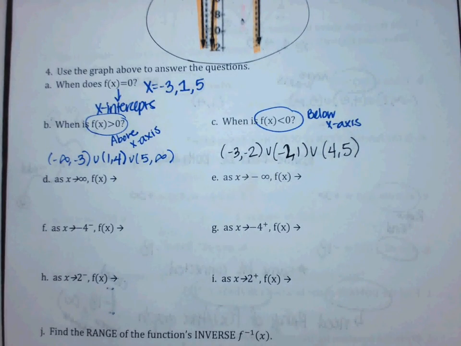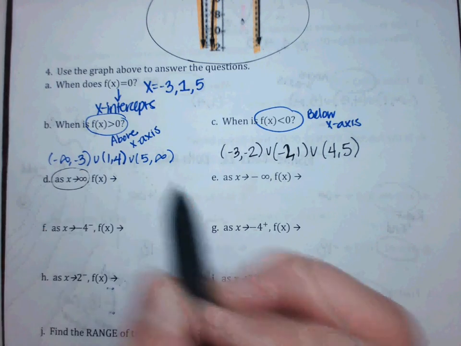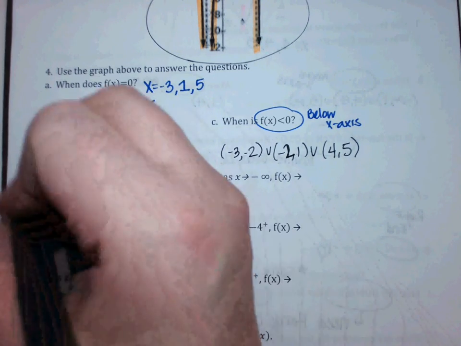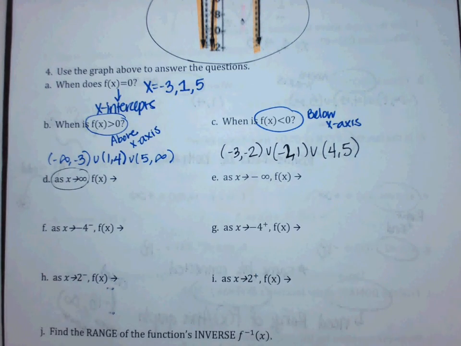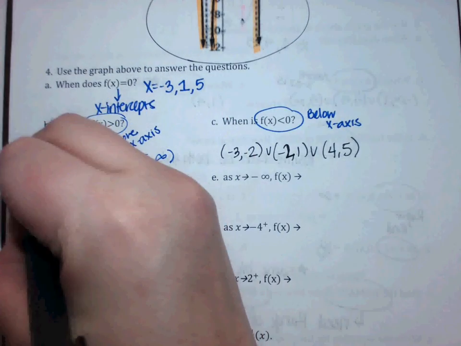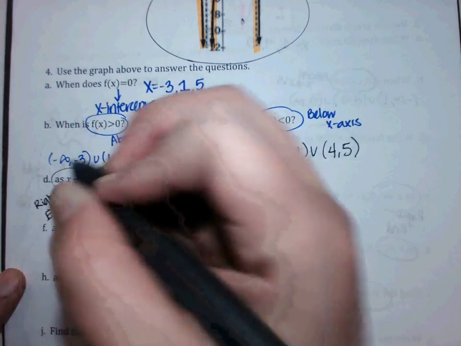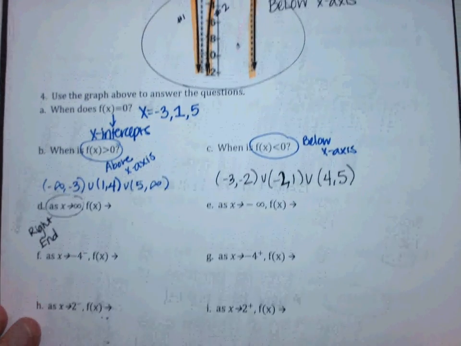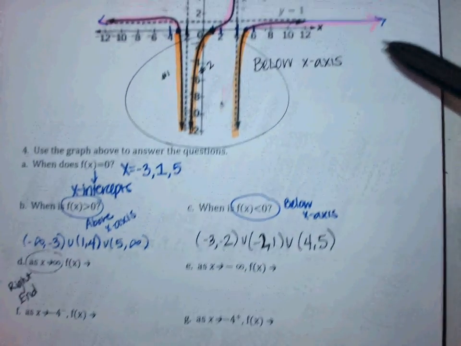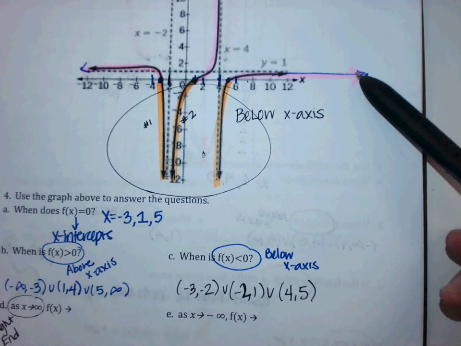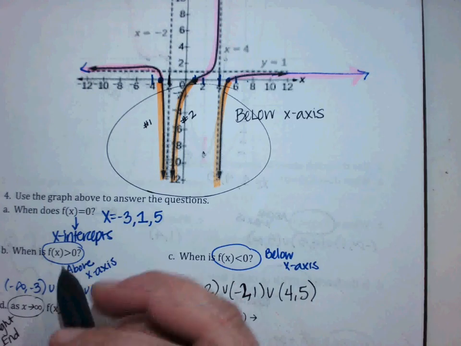Next one, as x approaches infinity, what end am I looking at? The left end or the right end? Right. The right end. Look at the right end of your graph. Where is it going? Okay, now, can it go up forever and ever and ever? No. No, when does it get stuck? At y equals 1.